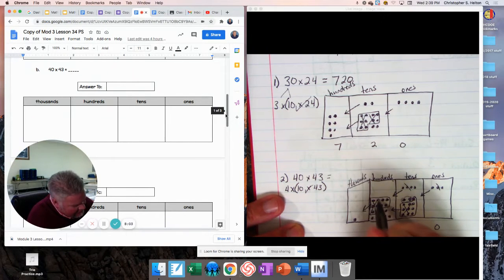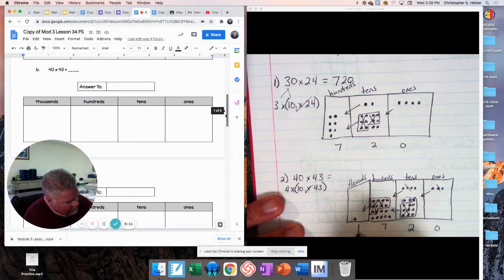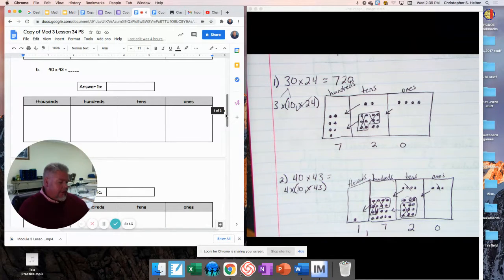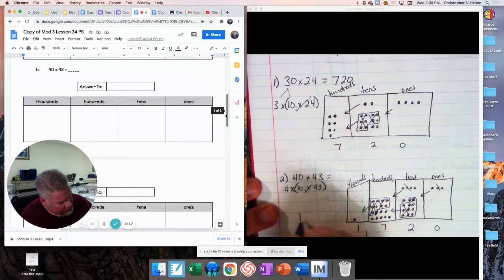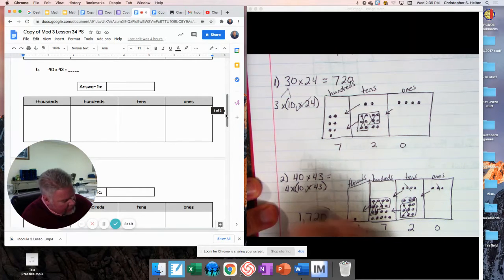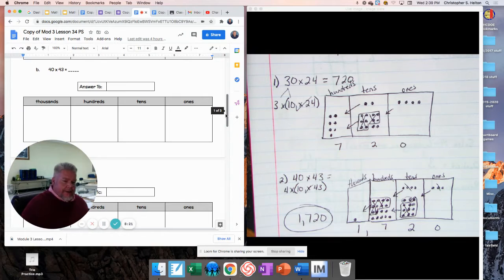So we got rid of them. And how many hundreds do we have left? 1, 2, 3, 4, 5, 6, 7 hundreds left. And we have 1 thousands. So that tells us 40 times 43 is 1,720 is our answer. Got that?